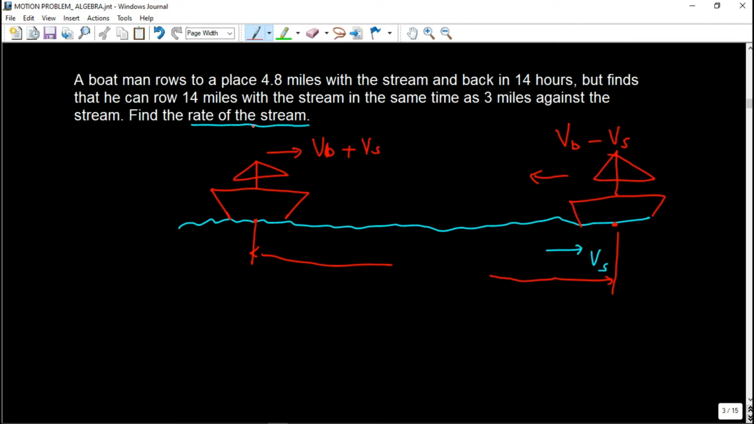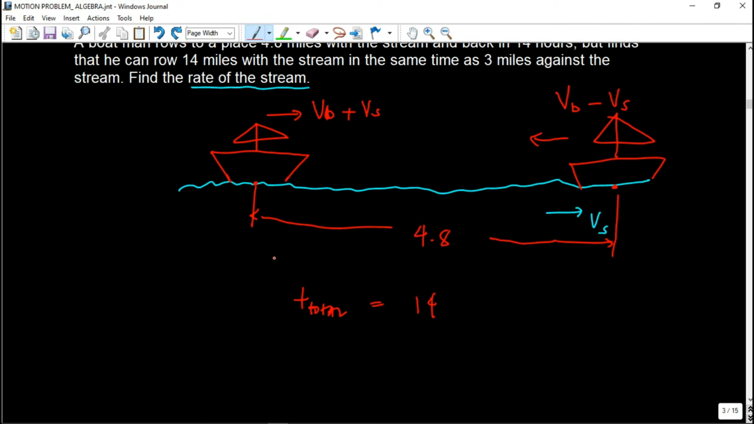Okay, so let's go to the conditions. A boatman rows to a place 4.8 miles. So the distance is 4.8 miles with the stream and back in 14 hours. So sabi dito, bumalik daw siya from the initial position, bumalik siya and nakakonsume siya ng time na 14 hours. So therefore, the total time consumed is 14 hours. So i-add natin yung time going with the stream, that is downstream, plus the time going against the stream, so that is upstream, equals 14.